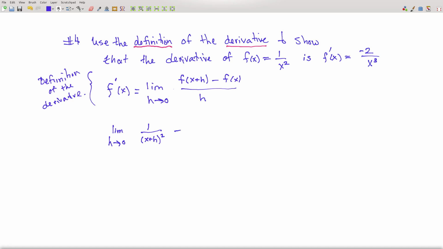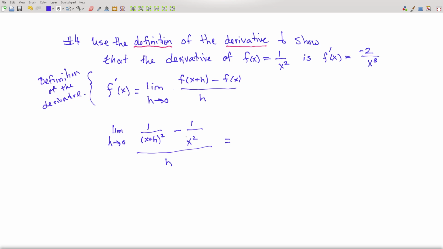And from that we will subtract f of x. F of x is 1 over x squared. So here it is, 1 over x squared, and all of this is over h. We need to do some algebra to clean up this numerator. So I'm focusing on the numerator now. This would not be a bad time to find a common denominator, right?